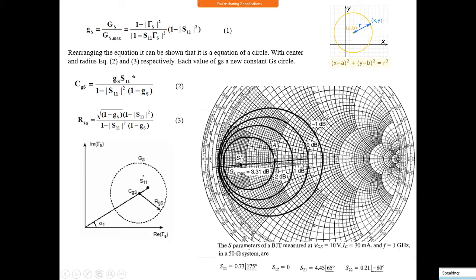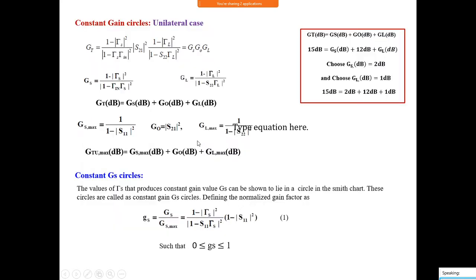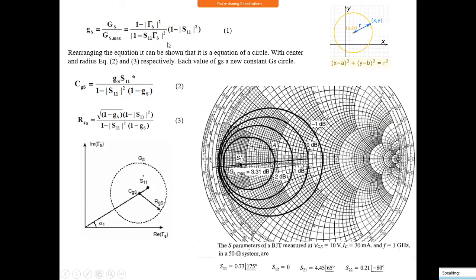Okay, so I want a gain equal to 2 dB here, Gs equal to 2 dB. What I can do is draw a circle. We have to draw this circle. After drawing the circle, you can take any value. For example, I will take a point A. What is the impedance here? You can read it. You draw a circle first.